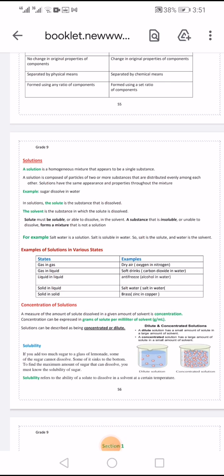Grade. Today we're going to talk about solutions. Let's start.